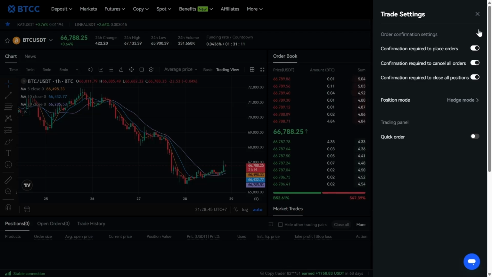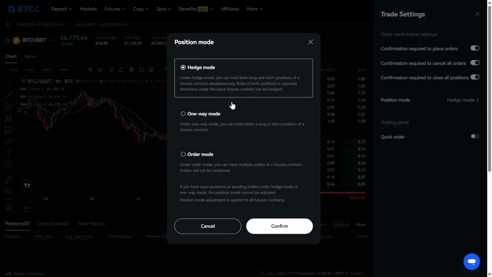The only setting that's really important here is position mode. We can see right now we are in hedge mode. There are 3 different position modes on BTCC. The first mode is hedge mode. You can hold a long and a short at the same time on the same trading pair. So you can hold both positions separately on the same pair.